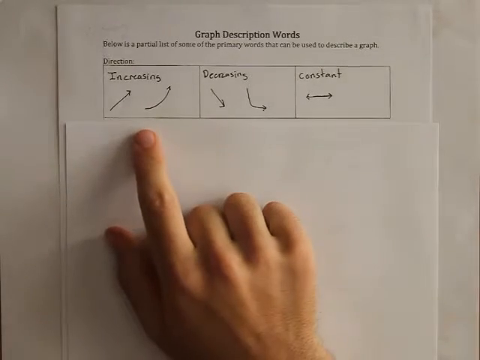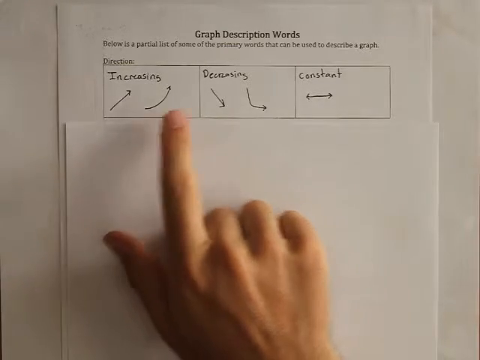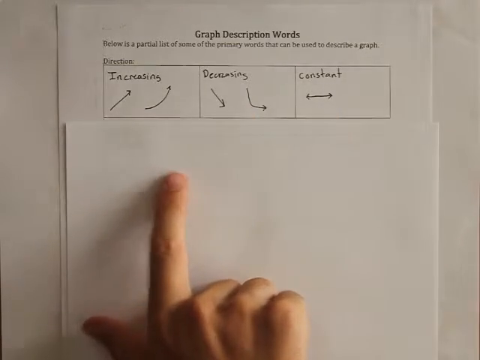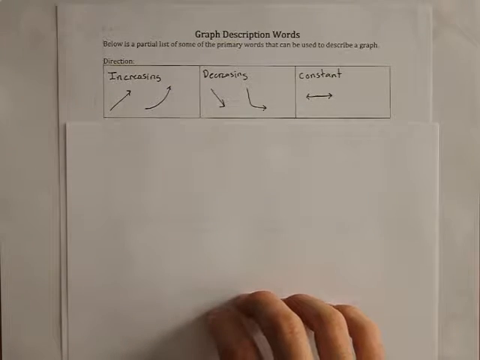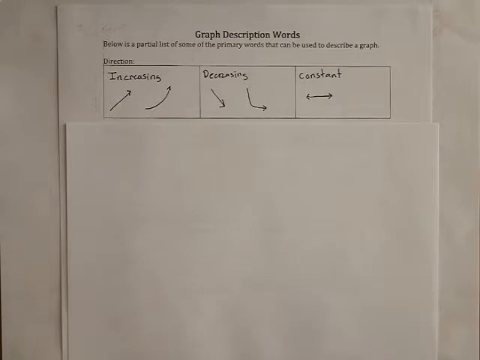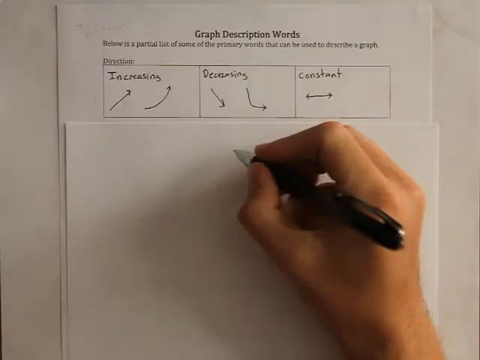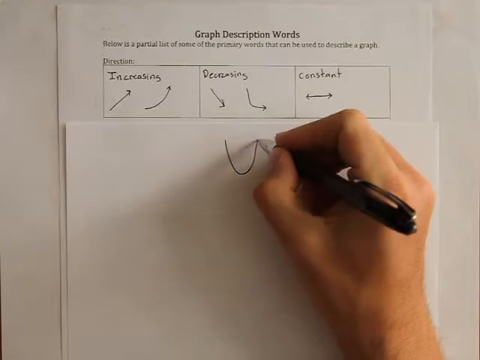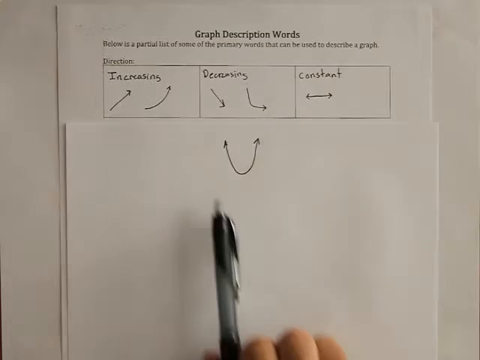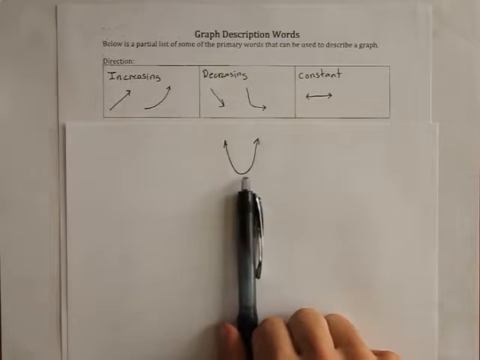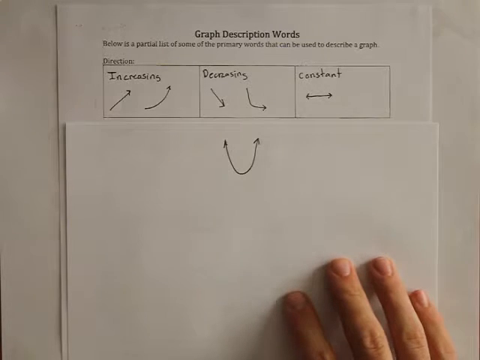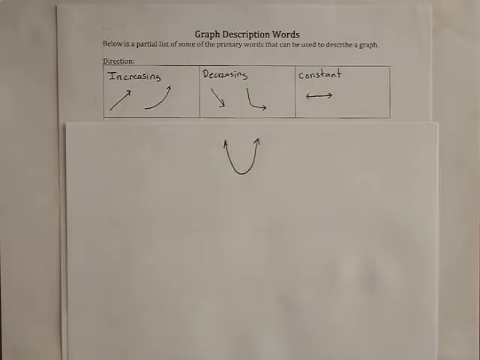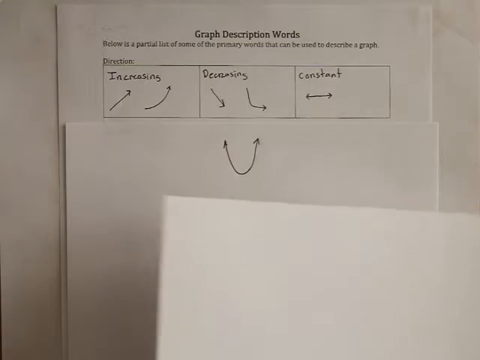So starting off, direction, really simple. Increasing, decreasing, or constant has to do with, as you're reading the graph from left to right, which one it is, and it's possible you might have both. If you think of a parabola shape, something like this, we would describe this as decreasing then increasing, right? So it can go both ways. We can have both an increasing and decreasing graph.